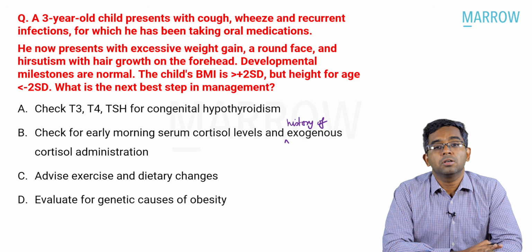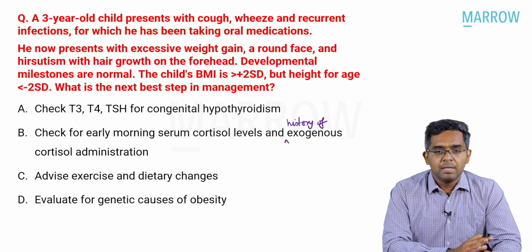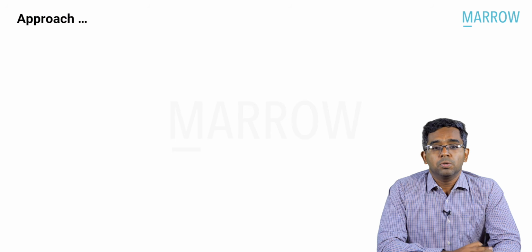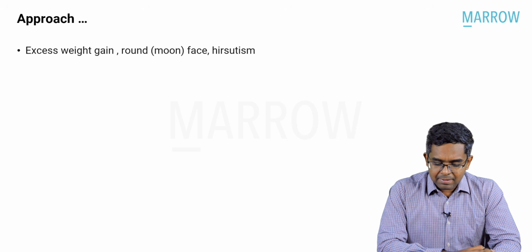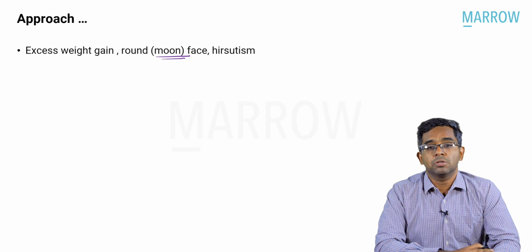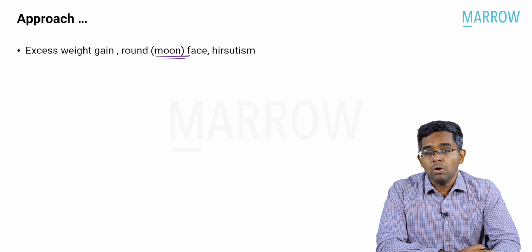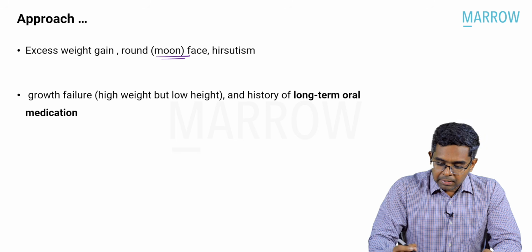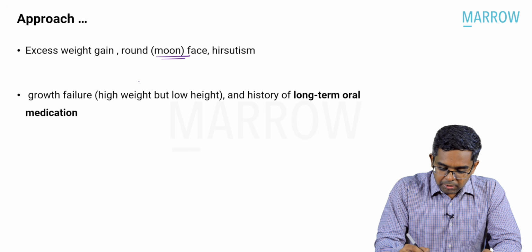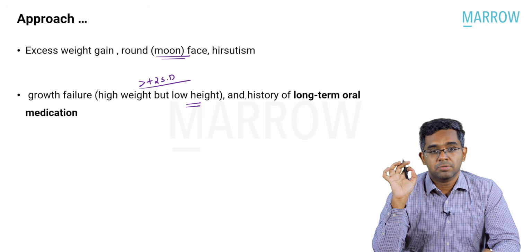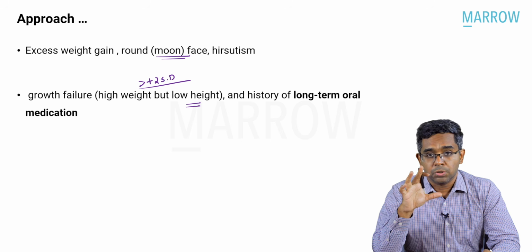Or evaluating for genetic causes of obesity? Let us take it in a stepwise manner. First is the approach to the question. This young child has excessive weight gain, a round or moon-like face, as well as abnormal hair distribution or hirsutism. Along with that, there is also growth failure. Why? Because the weight was high, more than +2 standard deviation, which falls under the overweight range, and the height was below -2 standard deviation, the short stature range. That is the growth failure I have written.